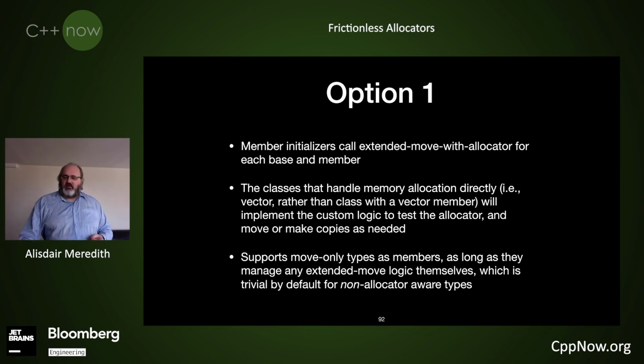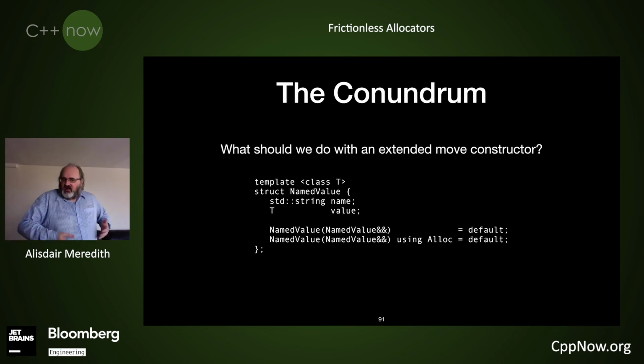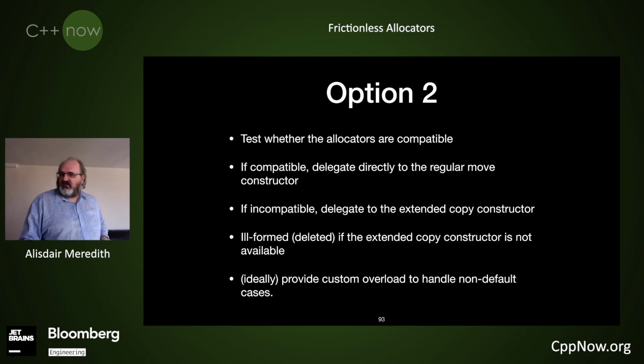And this means that if we go back to the original example, I've got a string and a move-only value. Therefore, I want to be able to move the string with my allocator. And if the allocator is different, that means I'm going to end up making a copy of the string using the new allocator. But when I move the value, I want to just plain move it. I can't make a copy. It's not copy aware.